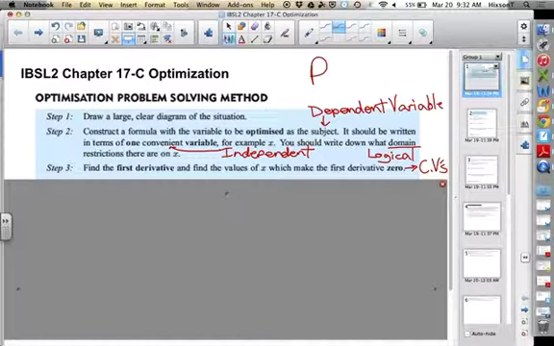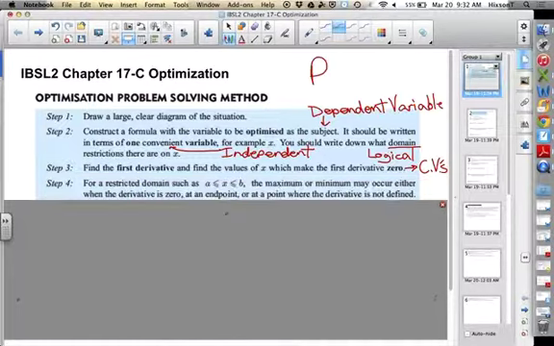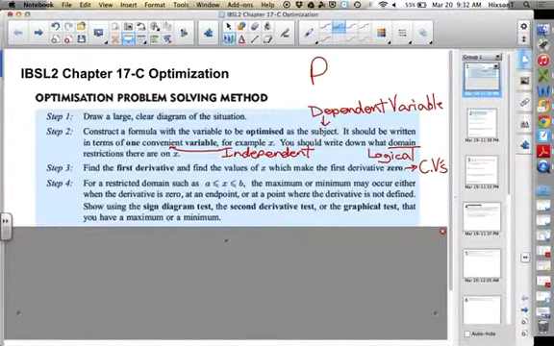Stationary points, critical values. Here comes where we're actually finding the answer itself. And there's three things that we need to consider.